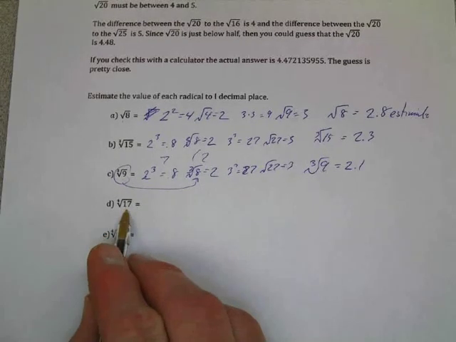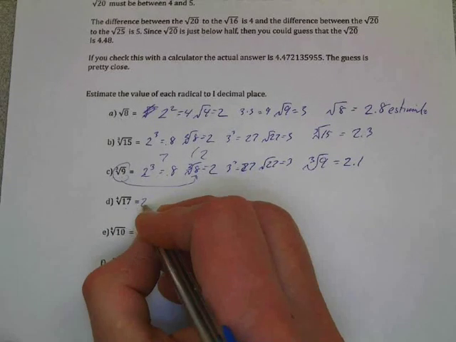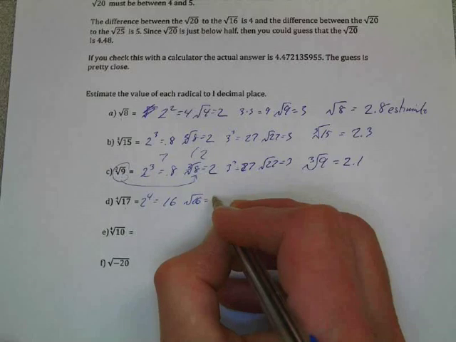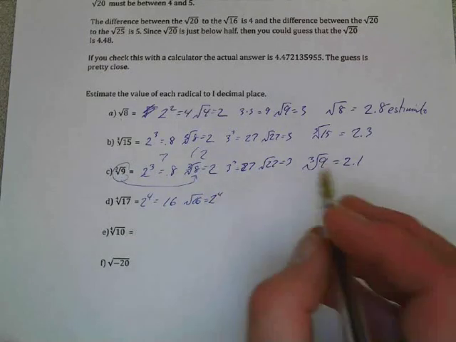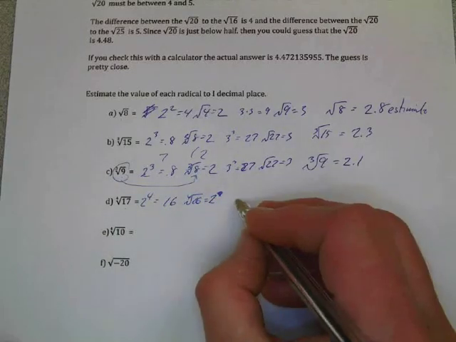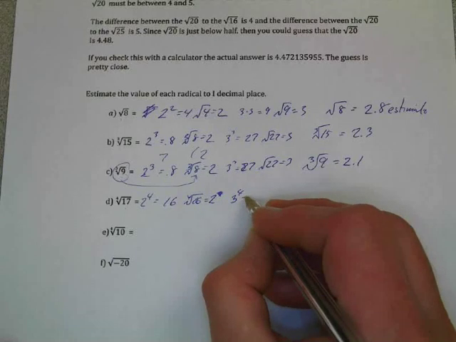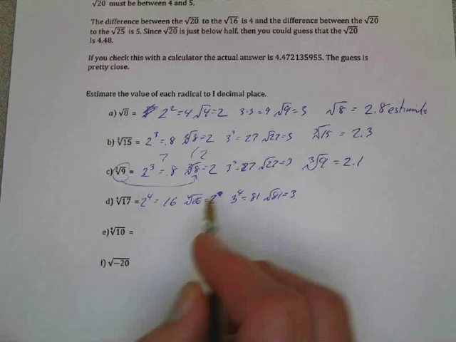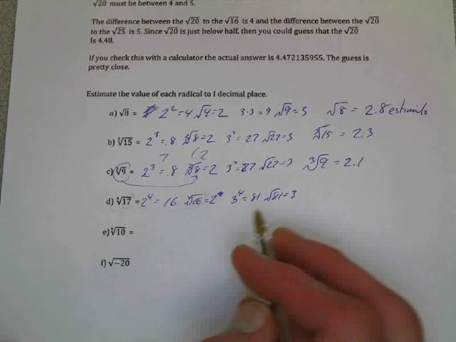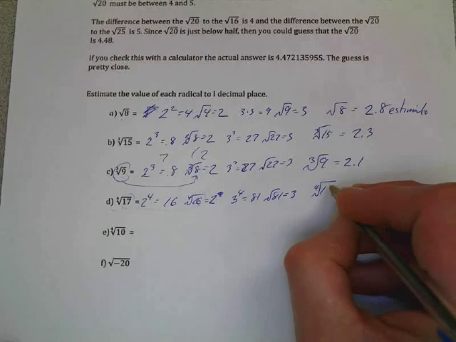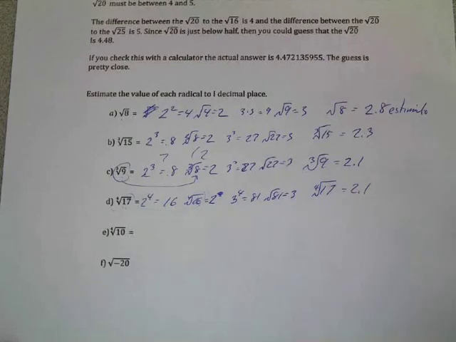Okay, the fourth root of 17. So let's go, 2 to the power of 4 is equal to 16. So the fourth root of 16 is equal to 2. And 3 to the power of 4 is equal to 81, so the fourth root of 81 is equal to 3. So 17 is a lot closer to 16. So once again, I would say the fourth root of 17 is closer to 2.1.